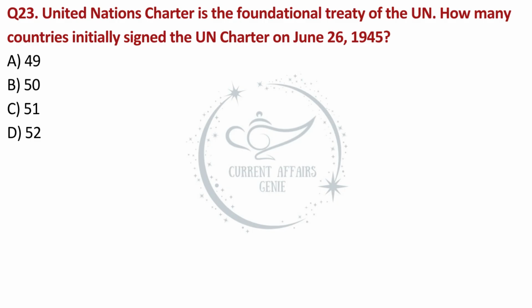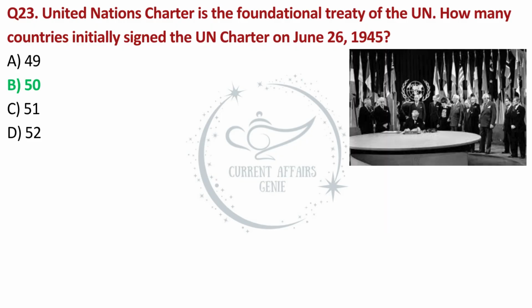United Nations Charter is the foundational treaty of the UN. How many countries initially signed the UN Charter on June 26, 1945? Option A, 49. Option B, 50. Option C, 51. Option D, 52. Correct answer. Option B, 50.